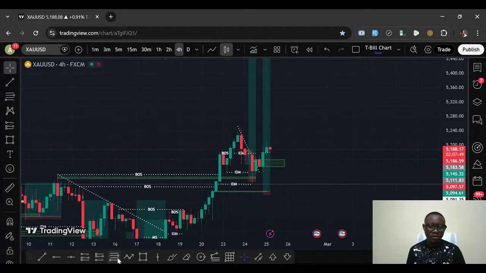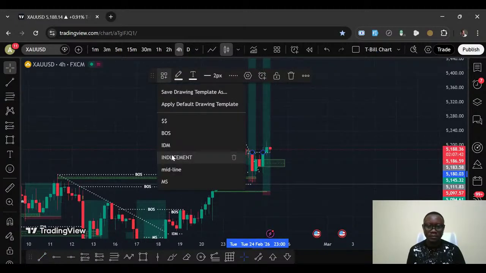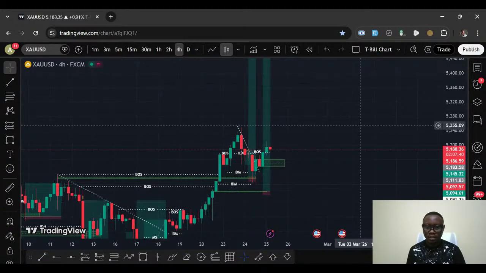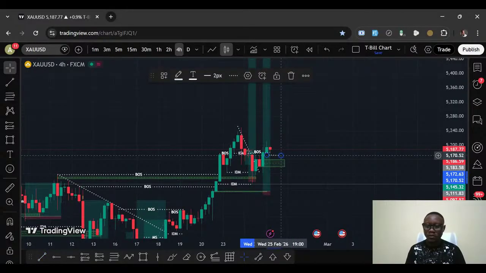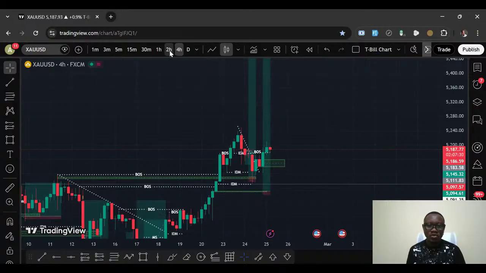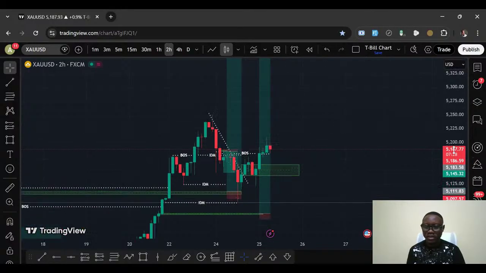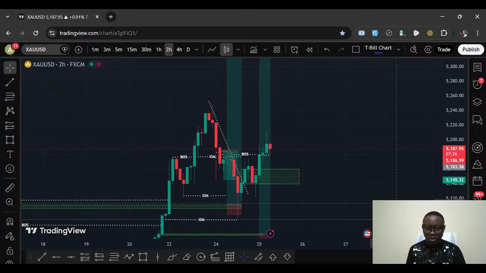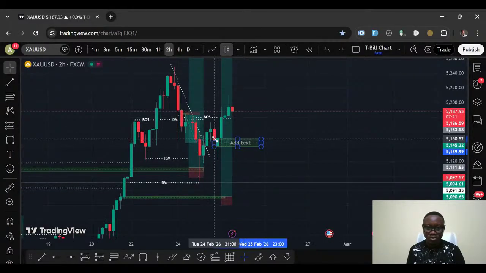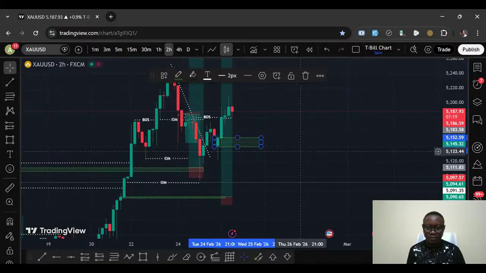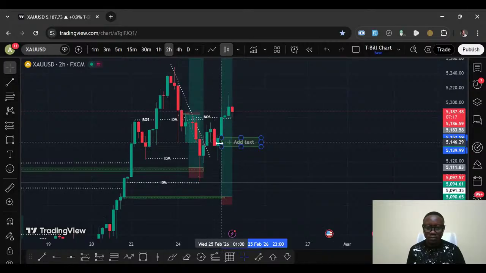Of course, I got a break of structure right here, BOS. So this is my order block. And of course, this is my inducement. All right, so let's drill down to 2H to further refine the zone. So on the 2H time frame, I can further refine this zone to this candle right here.